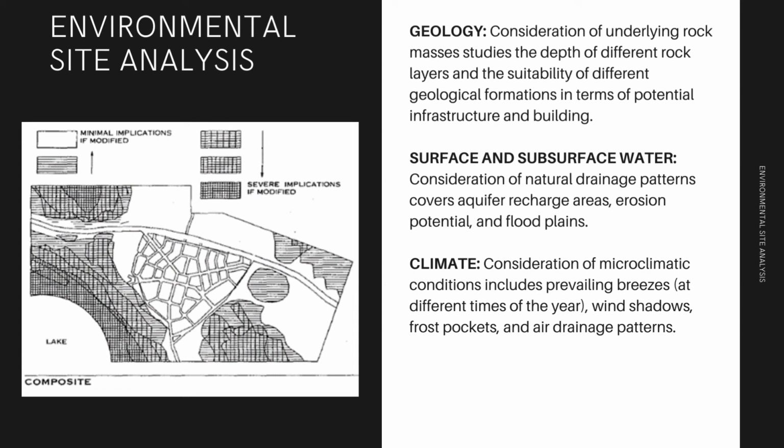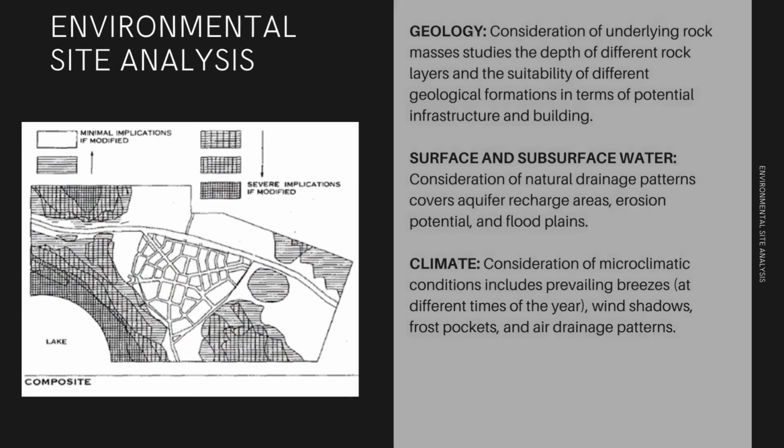And last is the climate. Consideration of microclimatic conditions include prevailing breezes at different times of the year, wind shadows, frost pockets, and air drainage patterns. So, since energy contributes to global warming, it is important to design buildings that lessen energy use. In this analysis, they consider seasonality, directions of the sun, natural shade, and the weather pattern in designing a building.